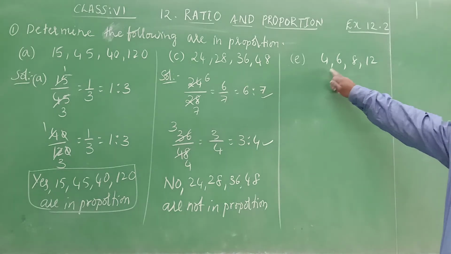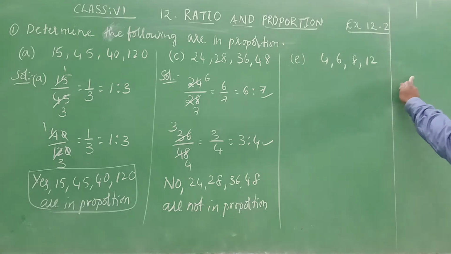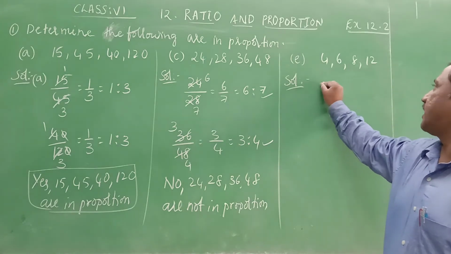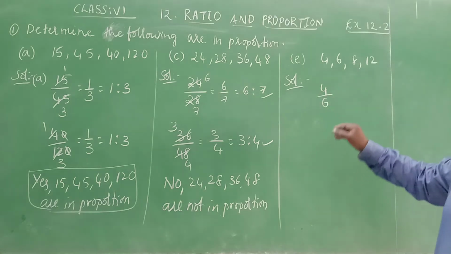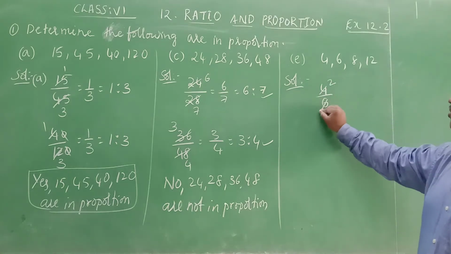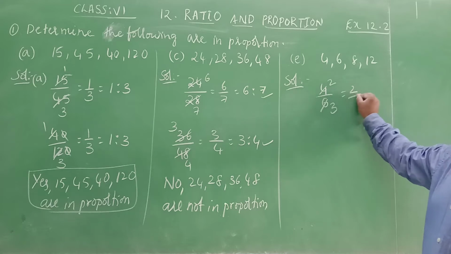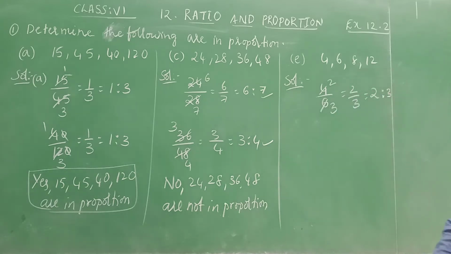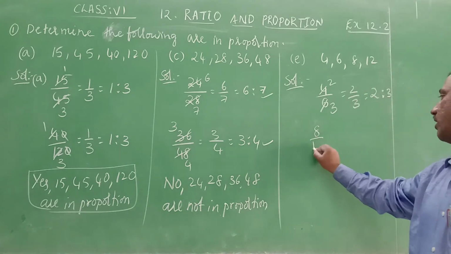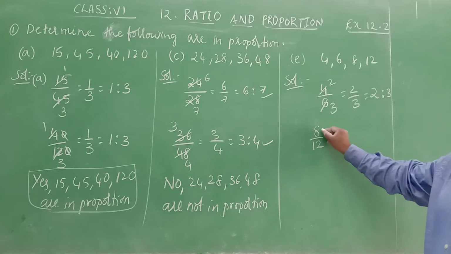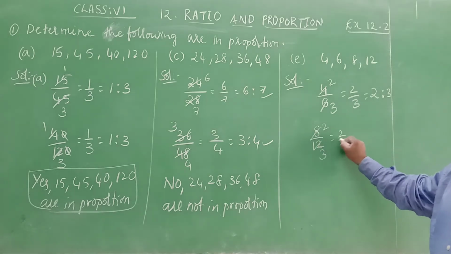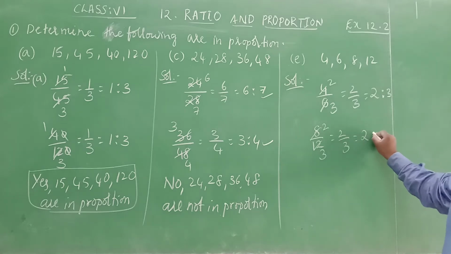Next, see it. 4, 6, 8, 12. Here, the first term is 4. Second term is 6. 4 by 6. 2 twos are 4, 2 threes are 6. That is 2 by 3, which is 2 is to 3. Next, the ratio of the other terms is 8 by 12. 4 twos are 8, 4 threes are 12. 2 by 3. That is 2 is to 3.